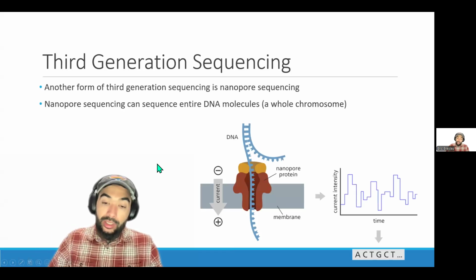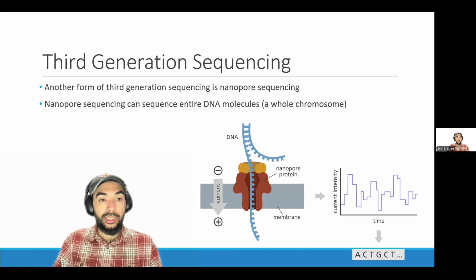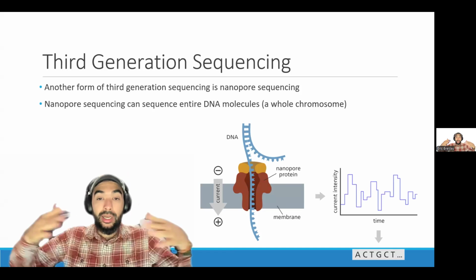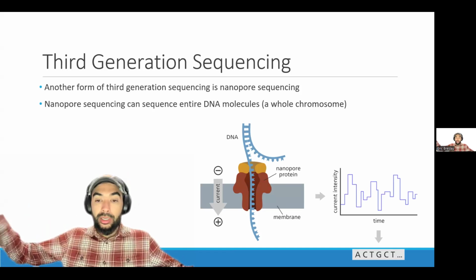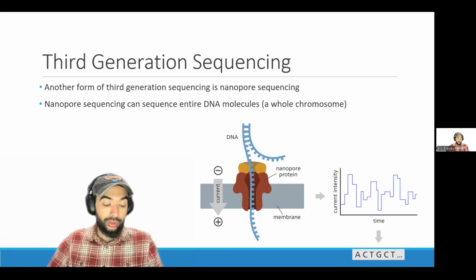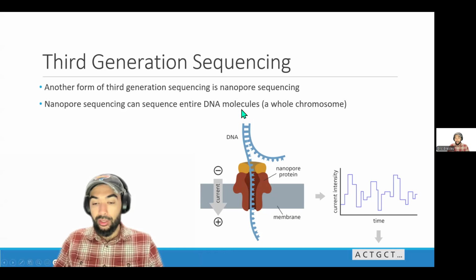Even yet another platform is nanopore sequencing. And what's unique about this one is that it can sequence entire chromosomes. It can sequence very long continuous strands of DNA or even RNA. And the reason for that is its mechanism is different. What we're using here instead is an instrument where we have this little panel or a membrane, and in that membrane we have a channel protein that's able to pull DNA through.